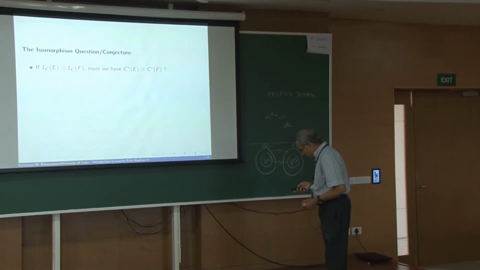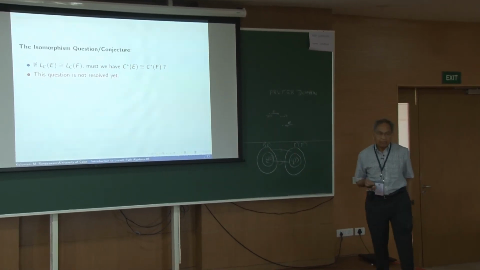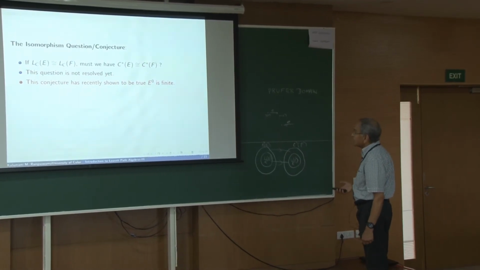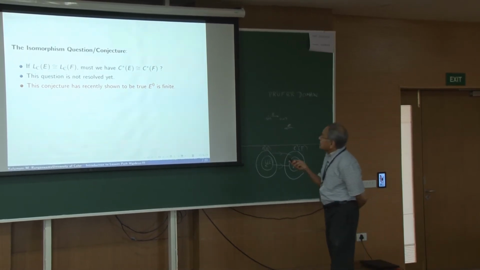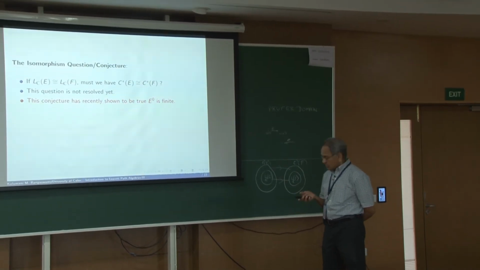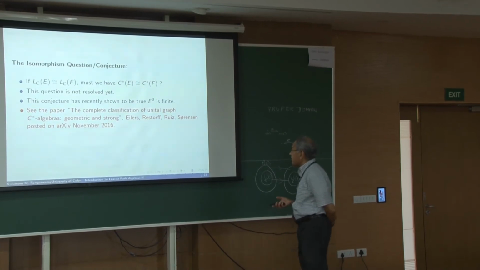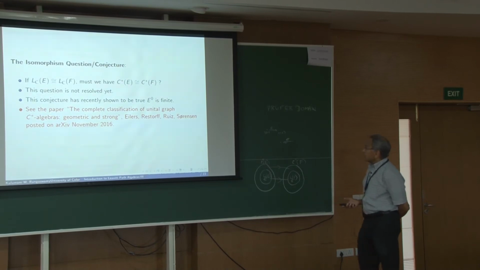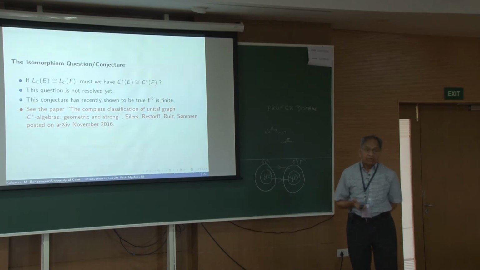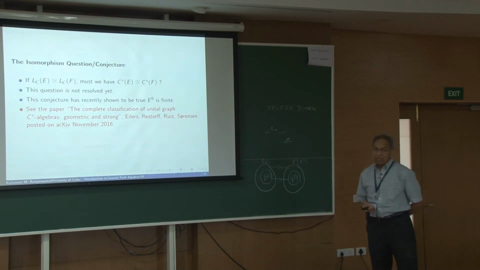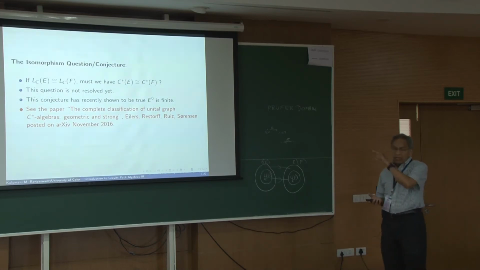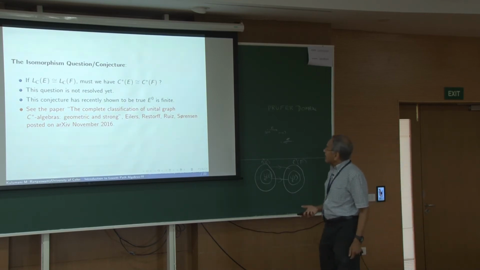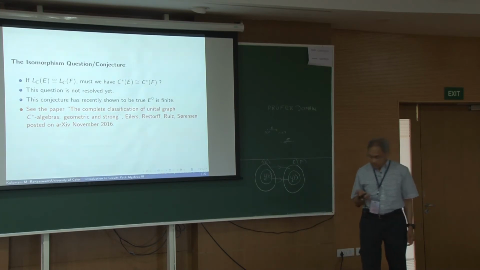However, there are situations where you could get an answer. One of the recent results is that when the set of vertices is finite, this question has an affirmative answer. This is very recent. They are able to show that if the set of vertices is finite, then an isomorphism of the Leavitt path algebras of two graphs induces an isomorphism of the corresponding C-star algebras. But what happens if you have an infinite number of vertices is not known.